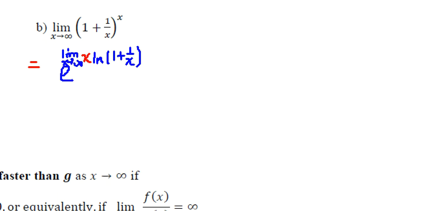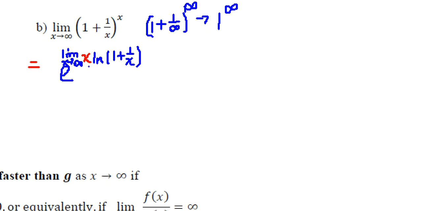x approaches infinity. I forgot one thing. I should actually check plugging infinity first, right? Do the substitution first. It will be 1 plus 1 over infinity, which will give you 1, raised to power infinity. You can see that this is a 1 to infinity type. This is one of the indeterminate forms. So that's why we want to do this conversion.